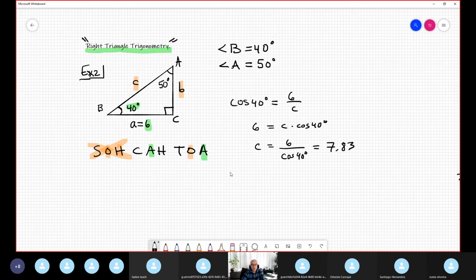For finding B, tangent is useful. Tangent 40 degrees is equal to opposite, which is B, I have no idea who that is, divided by adjacent, which is 6. Cross multiply, in this case it's different. B is equal to the multiplication 6 times tangent 40 degrees. Please be careful, because now it's multiplication, not division.